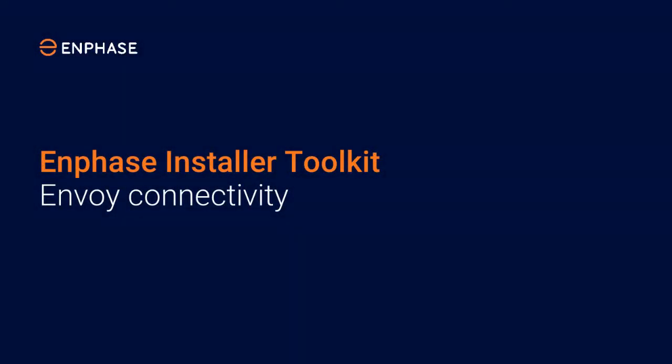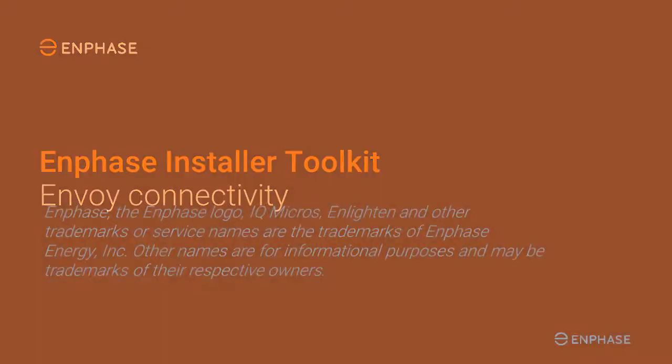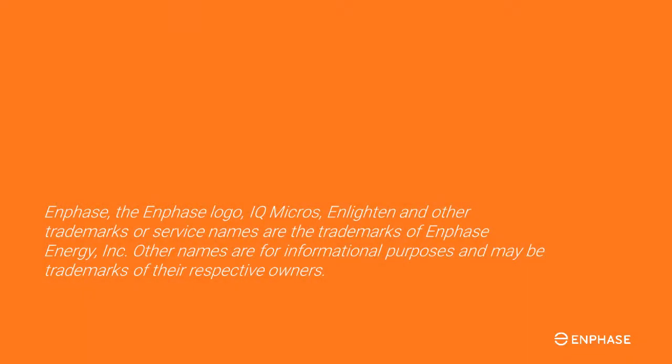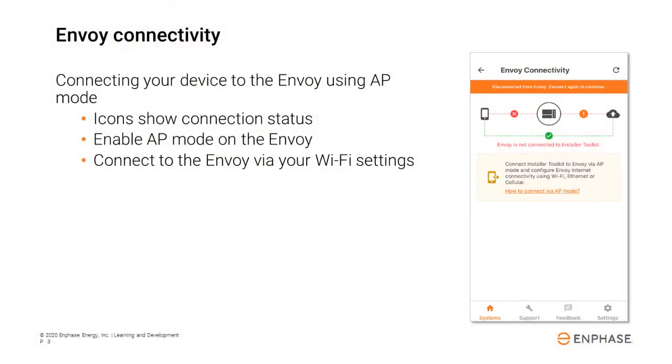In this lesson, we will learn how to connect your mobile device to the Envoy's AP mode, as well as connect the Envoy to an internet connection. In this step, you will connect your mobile device to the Envoy using the Envoy's AP mode, and then connect the Envoy to an internet connection.